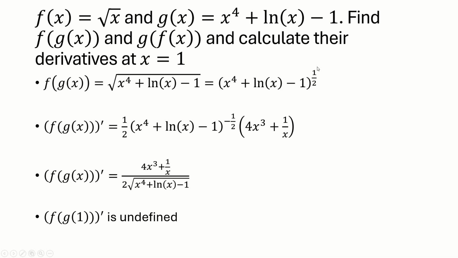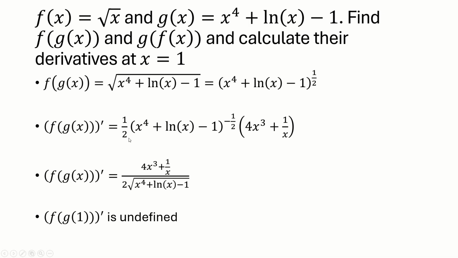In order to take the derivative, we're going to take the derivative of the outside function, that being the square root. So we're going to bring down the 1/2, leave the inside the same, x to the fourth plus natural log x minus 1, subtract 1 in the exponent to make a negative 1/2. Multiply by the derivative of the inside, which is 4x cubed plus 1 over x.